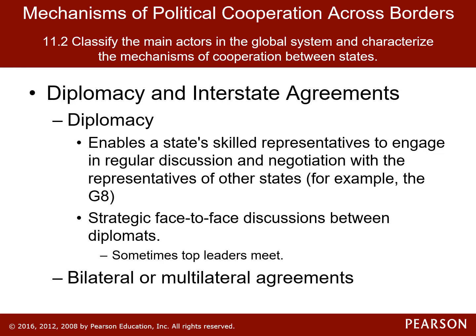And then you have what's called bilateral or multilateral agreements. Bilateral, that basically means two countries agree on something. For example, the Treaty of Paris between the United States and Britain, ending the Revolutionary War. Bilateral. Multilateral, many countries agreeing, such as the Treaty of Versailles, ending World War I. Several countries signed that.